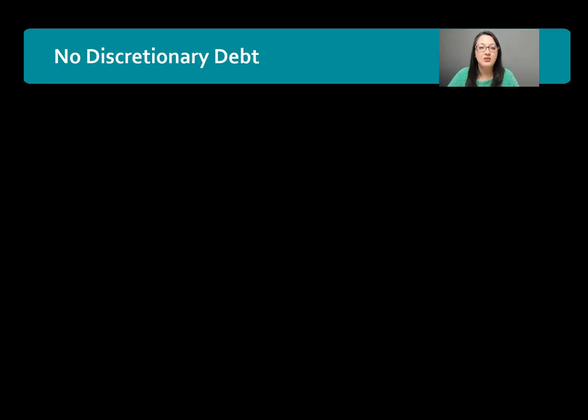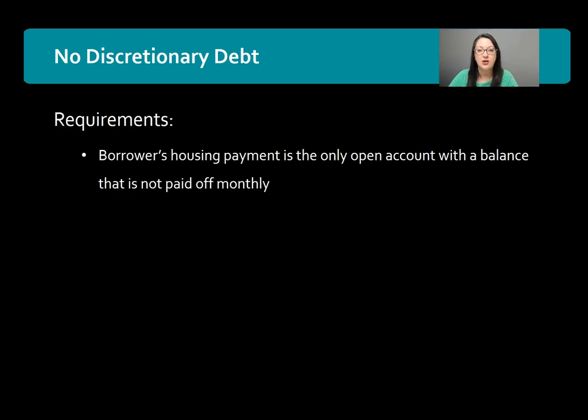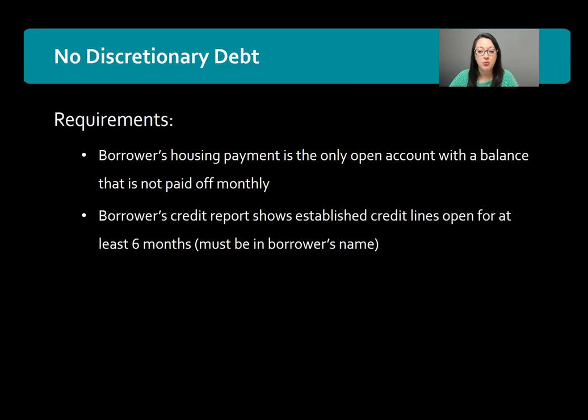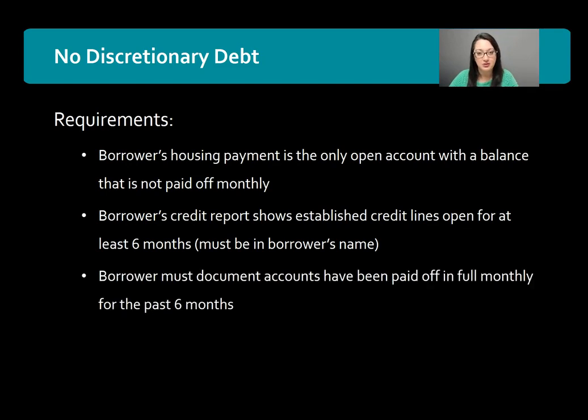Next, let's take a look at no discretionary debt as a compensating factor. The requirements for this are that the borrower's housing payment is the only open account with a balance that is not paid off monthly, and the borrower's credit report shows established credit lines open for at least 6 months in the borrower's name. The borrower must document that the accounts have been paid in full every single month for the last 6 months. Also keep in mind for discretionary debt that if they're an authorized user on a credit account, it cannot be used for discretionary debt.